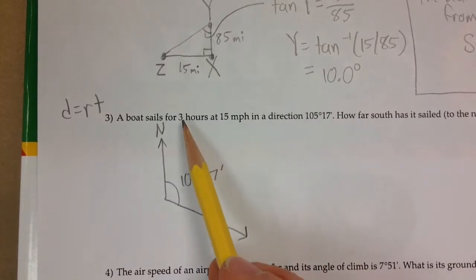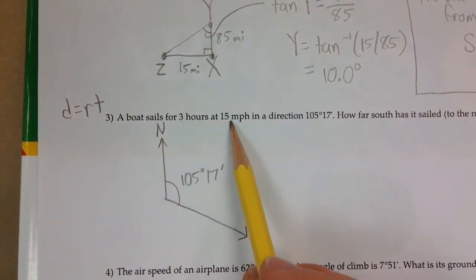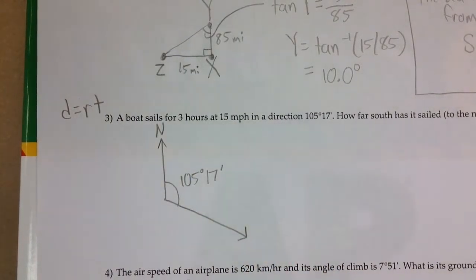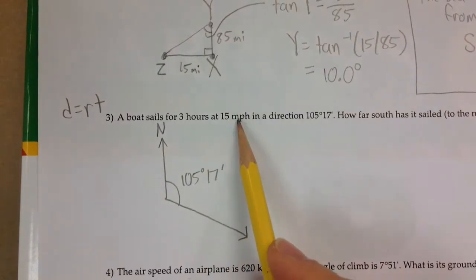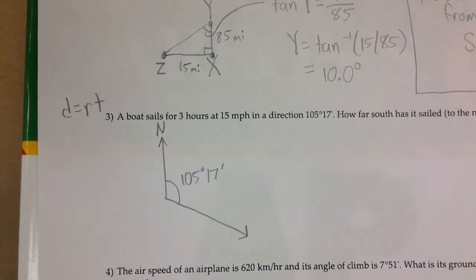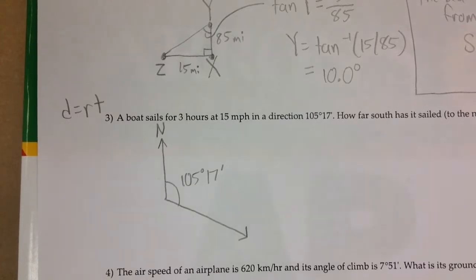And we're told that it sails for 3 hours at 15 miles per hour. Anyone? How many miles has it gone? 45. Yep. 15 miles per hour means you go 15 miles every hour. You've traveled for 3 hours. So 15 times 3.